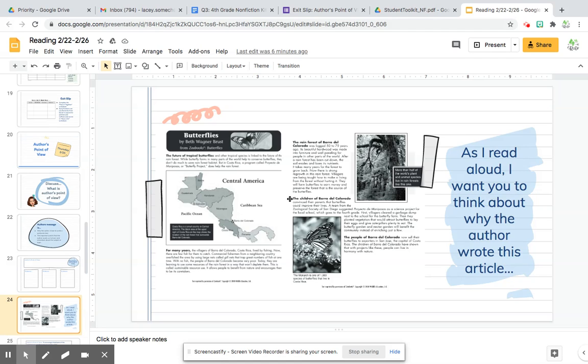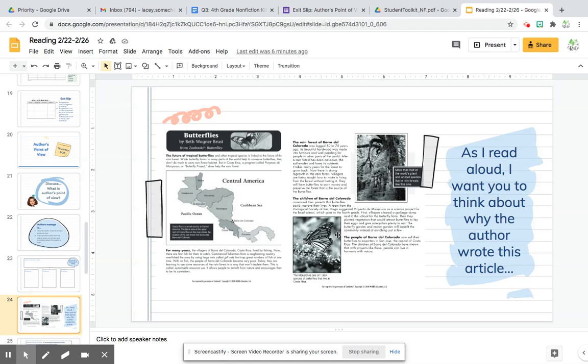All right, so the children of Barra de Colorado convinced their parents that butterflies could improve their lives. A team from the Zoological Society of San Diego suggested Proyecto de Mariposas as a science project for the local school, which goes to the 4th grade. First, villagers cleared a garbage dump next to the school for the butterfly farm. Then they planted vegetation that would attract butterflies to lay their eggs and give caterpillars plenty to eat. The butterfly garden and the nectar garden will benefit the community instead of enriching just a few.